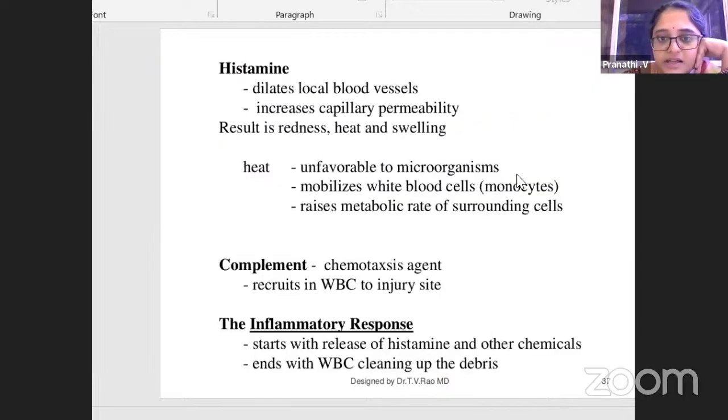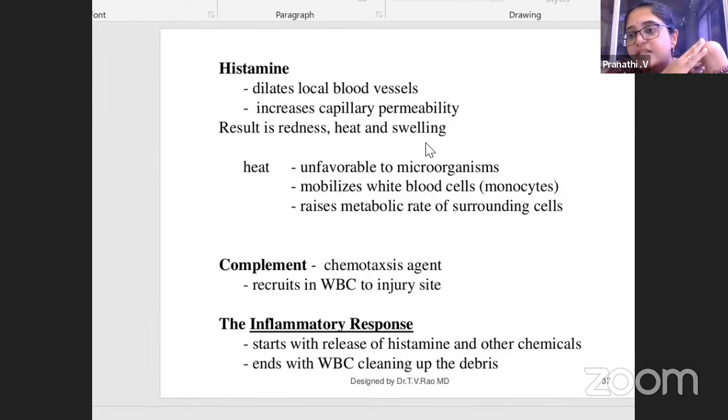So histamines, what do they do? They dilate the local blood vessels. And what happens when that takes place? It increases blood flow through the capillaries in that particular area. What is going to happen because of that? You have inflammation, swelling in that area, and pain, because prostaglandins are released. And because of this, you have swelling. This makes the area where there is inflammation hot.